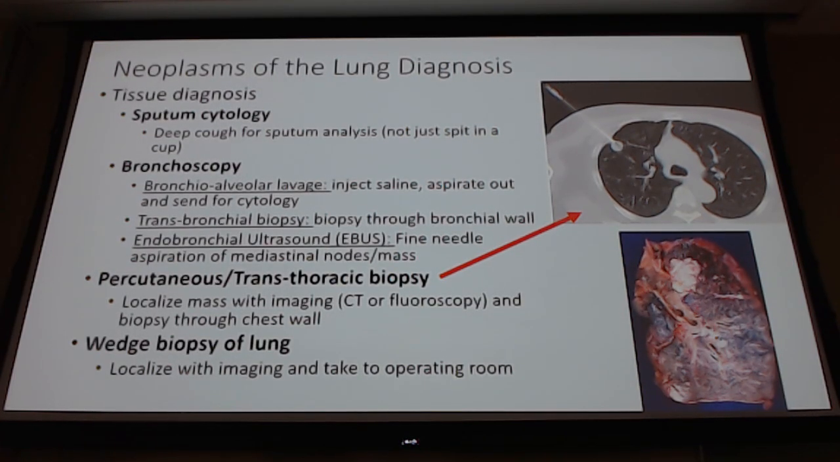Okay, so we can do sputum cytology. And this is a deep cough. This is the really deep, gross cough. You want to get that lung butter. Okay, that deep, deep cough. It's not just spit. All right, you gotta get them to do it.